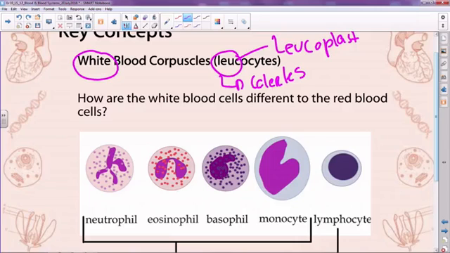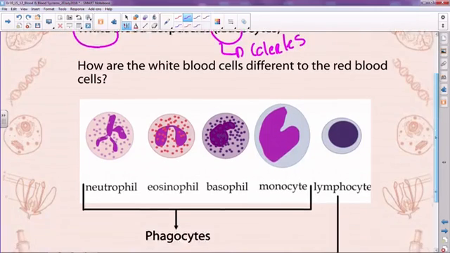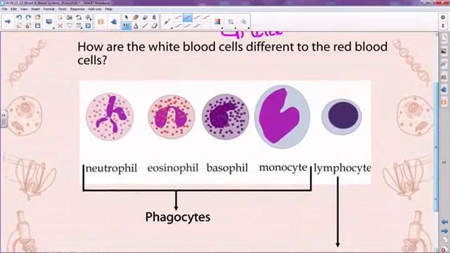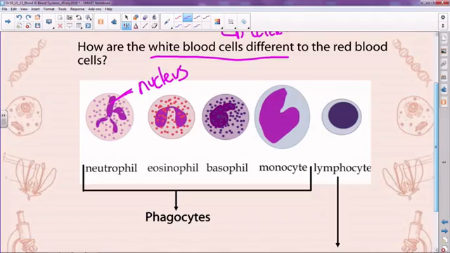Now, in front of you, you'll see there's a diagram of all the different white blood cells. You don't need to know all of those names. But when you look at them, the first thing you must notice is how are they different to the red? What's the first thing you notice? My first thing that I notice is always that it has a nucleus. Also, they come in different shapes.